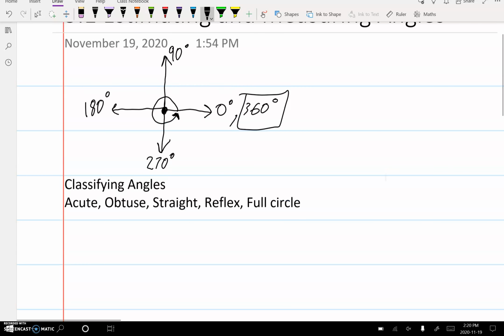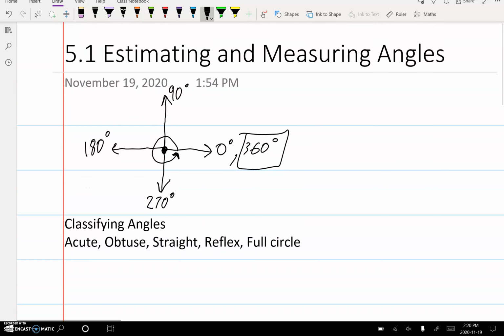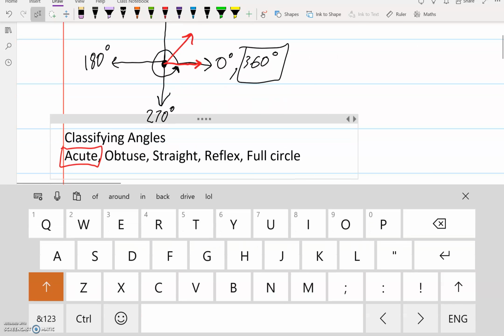With that said, let's classify some angles. Let's start with an acute angle. An acute angle is any angle that's between 90 and 0 degrees, not exactly 90, but between them. So an acute angle could look like this, from here to here. As long as this line is anywhere inside this zone, it is an acute angle. Oh, I missed one. I didn't write it down.